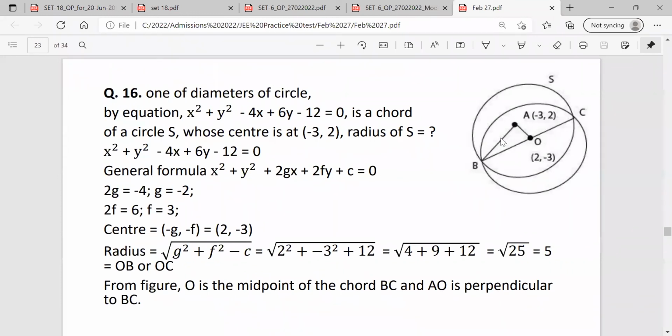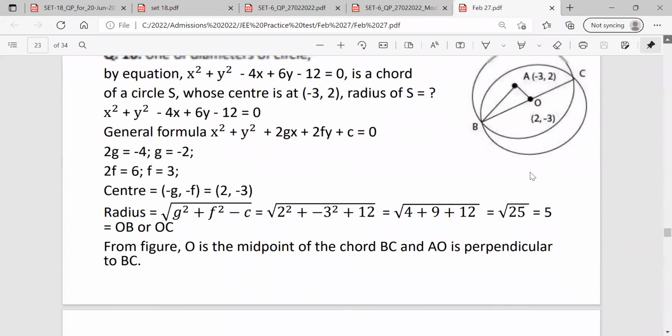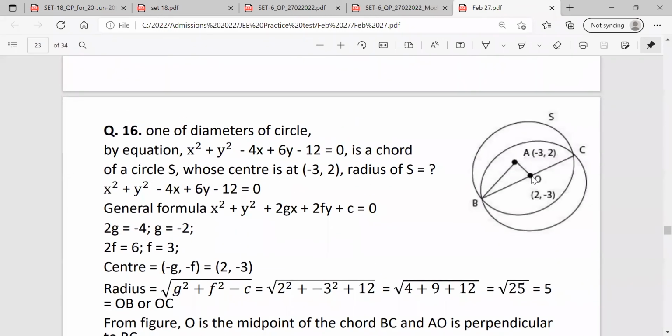How will we be able to find AB? When we have the values of OB and OA. The value of OB we already have an idea, it's root 25 or 5. Now we have to find what is AO. How can we find AO or OA? We have the coordinates of A and O, minus 3, 2 and 2, minus 3. So AO is equal to root of minus 3 minus 2 whole square plus 2 plus 3 whole square. So we have this as root 50. So after solving this, we have both the values, AO and also OB.